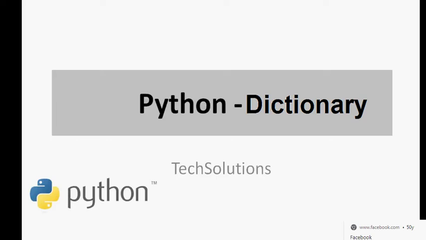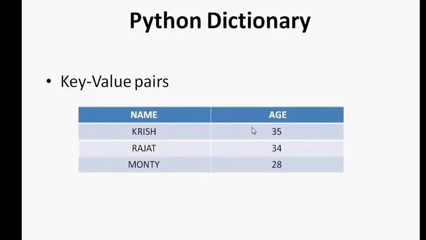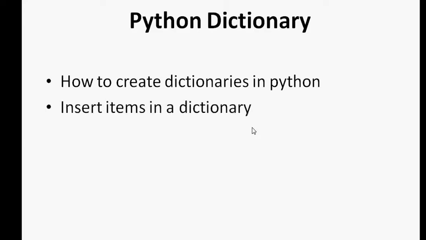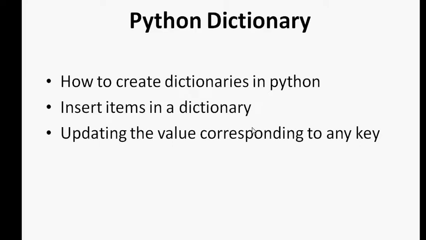Hello everyone. In part 1, we have learned that dictionary is a very useful data type when dealing with data which has key value pairs. We have seen some data in tabular form with two columns, name and age. We can represent this data using dictionaries as we have seen in a previous video. We have also seen how to create dictionaries in Python, inserting items in a dictionary, updating the value corresponding to any key, and appending the values inside a Python dictionary.